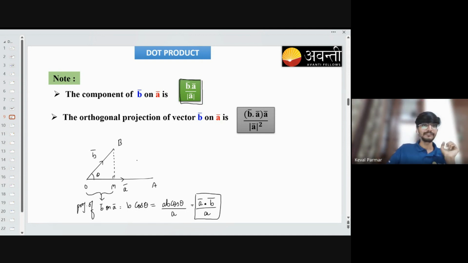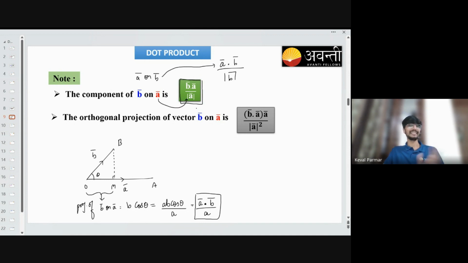Got it? So if someone asks the component of A bar on B bar, can you write it? What will be the component of A bar on B bar? ऊपर तो सेम ही रहेगा, A bar dot B bar. पहले डिनोमिनेटर में क्या आ जाएगा? मॉड B. A का B पे कंपोनेंट, सो डिनोमिनेटर में B. B का A पे कंपोनेंट, सो डिनोमिनेटर में A. Got it? Clear है?